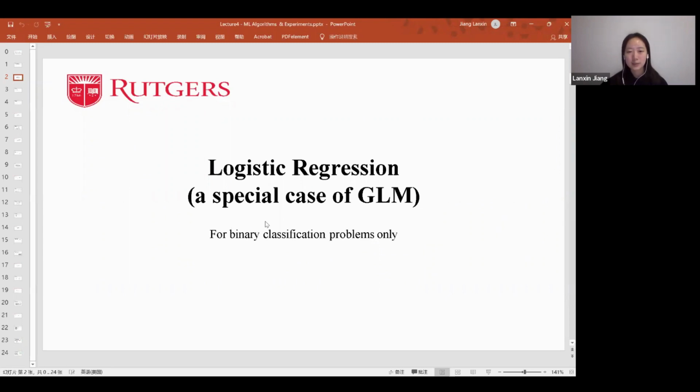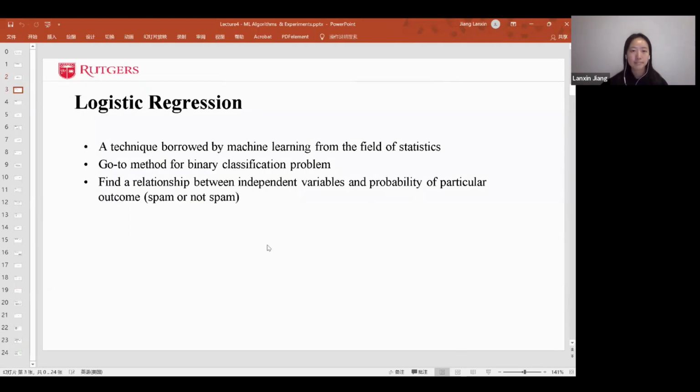The first is the simplest and the most commonly used one, logistic regression, which is a special case of GLM. And logistic regression is for binary classification problems only. Logistic regression is actually borrowed from the field of statistics, and it's the go-to method for binary classification problems because it's not only very easy to use and understand, but also often performs very well for most problems.